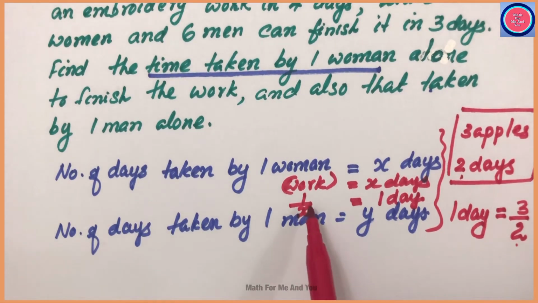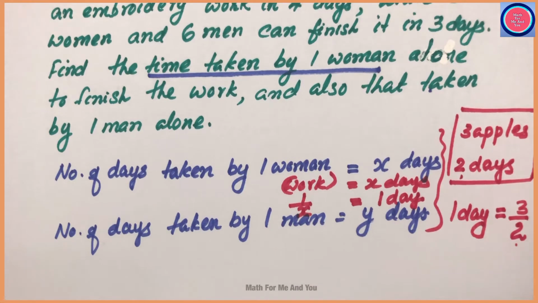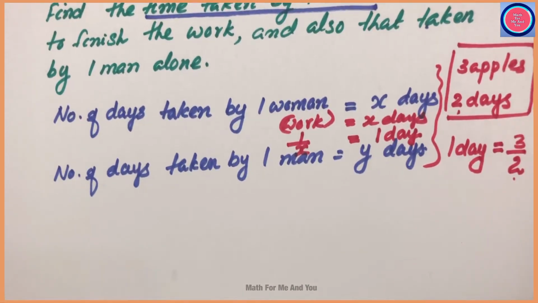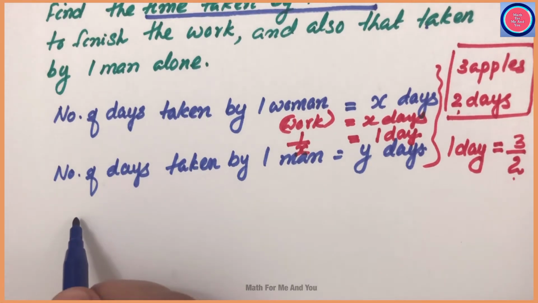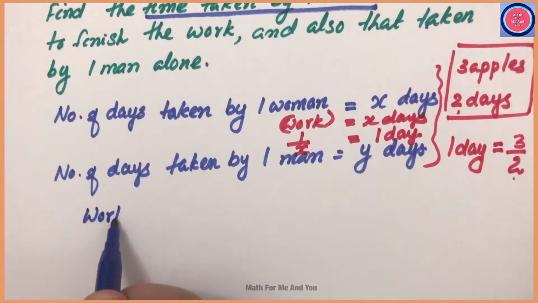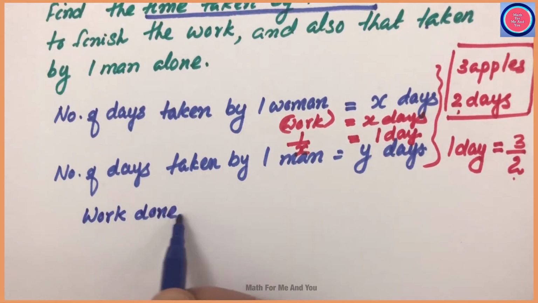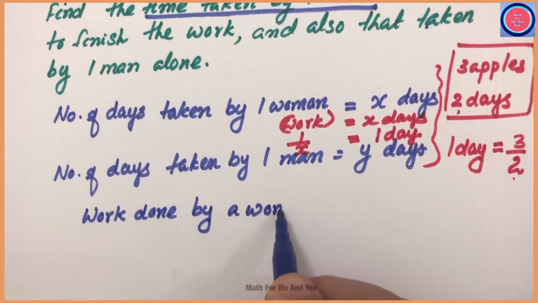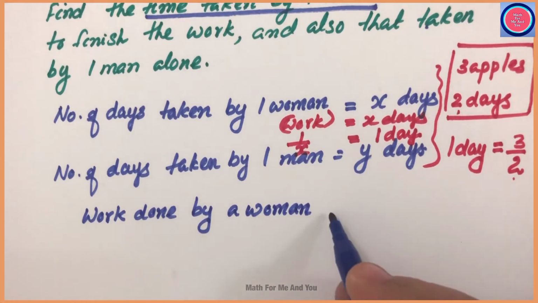Here it is discussing about days and work. So in one day how much? 1 over x. 1 over x part of work could finish in one day. Same way we can write one day how much the work a man could finish. He could finish 1 over y. See, now we are writing in one day how much work a woman could finish, and one day how much work a man could finish. So work done by a woman in one day. x days, one full work. So in one day, it is 1 over x.